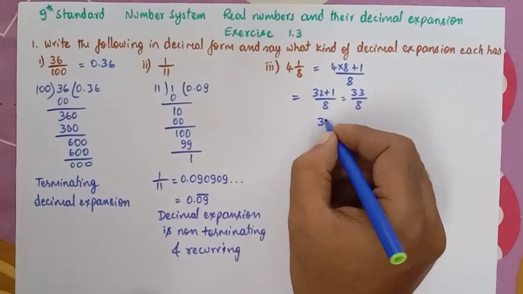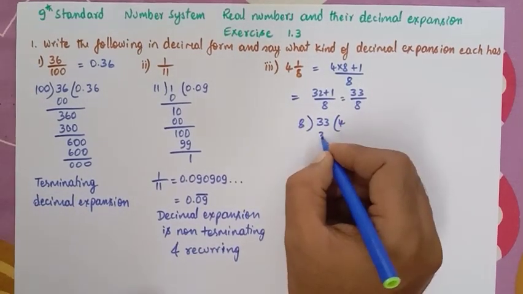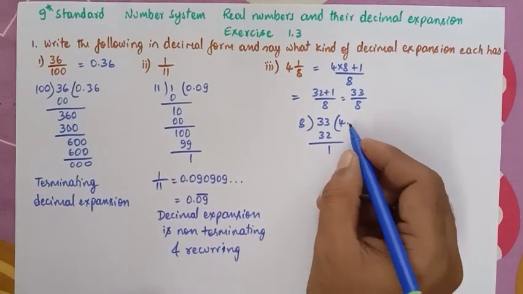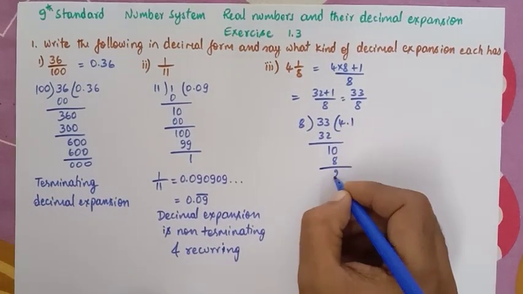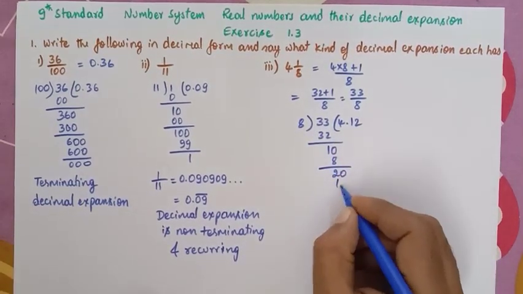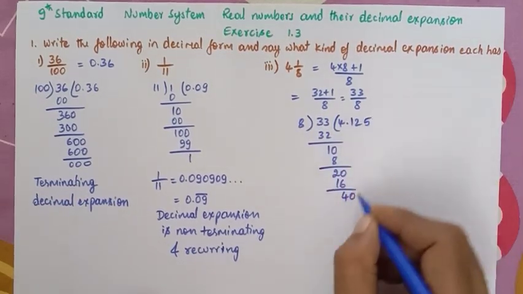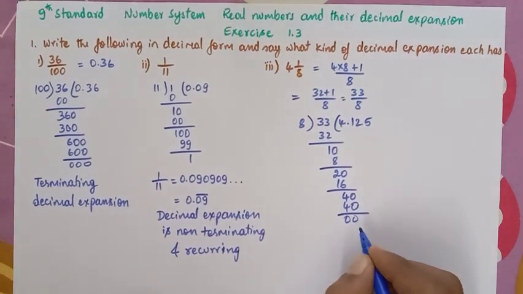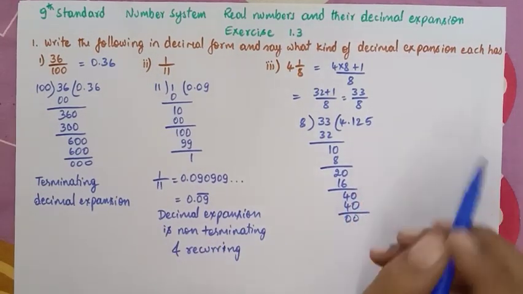Now let me divide 33 by 8. 8 4s are 32. So what is the remainder? 1 is the remainder. So here let me mark a decimal point, so we will get a 0 here. 8 1s are 8, so the remainder is 2, so 0. 8 2s are 16, so 4 is the remainder, so 0 we will get. 8 5s are 40, so the remainder became 0. As the remainder became 0, the decimal expansion is terminated.